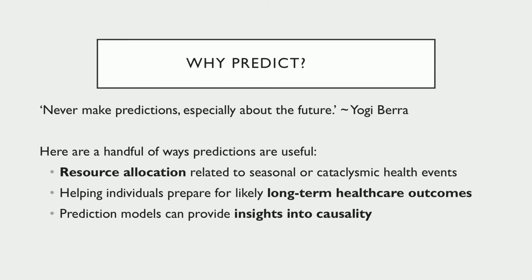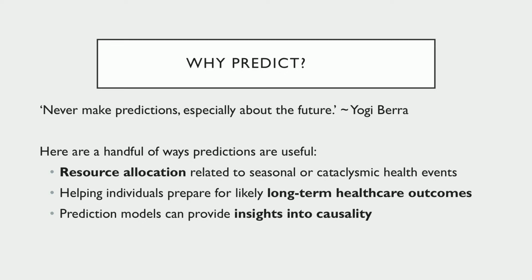So here are a handful of ways predictions are useful. Resource allocation related to both seasonal and cataclysmic health events, right? Medical researchers spend a lot of time trying to figure out how many people will get the flu every year. And similarly, medical researchers and government officials alike spend a lot of time thinking, if we want to prepare for cataclysmic health events, how should we do it? And that's where prediction comes in.